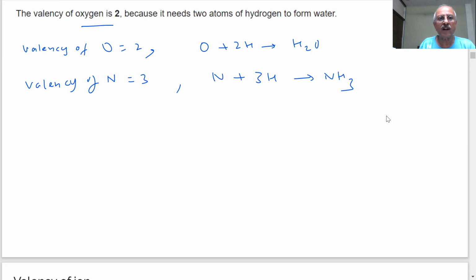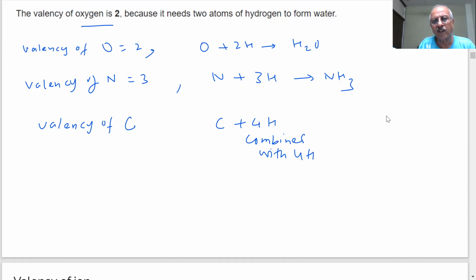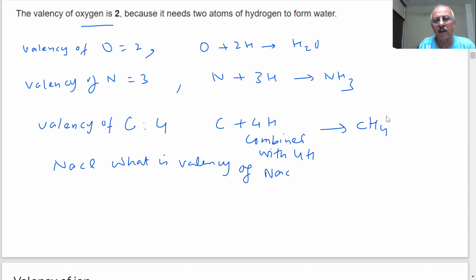So this is an idea. What is the valency of carbon, student? Let us see, carbon combines with 4 hydrogens to form CH4. Then what is the valency of carbon? 4. In NaCl, what is the valency of Na? In NaCl, sodium is combining with 1 chlorine atom. That is also valency of sodium is 1.